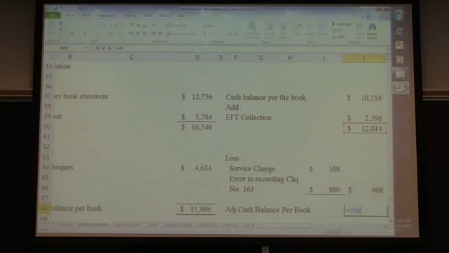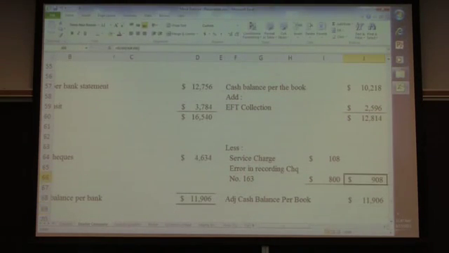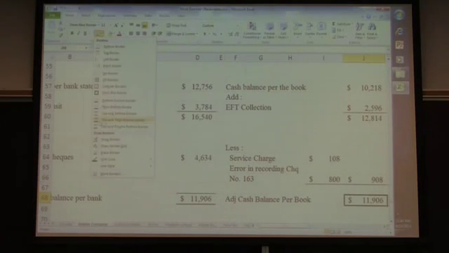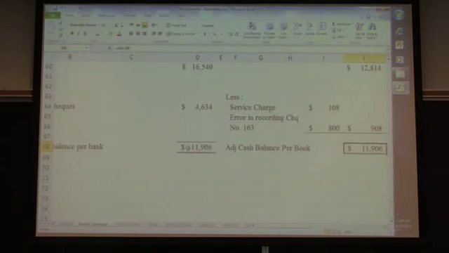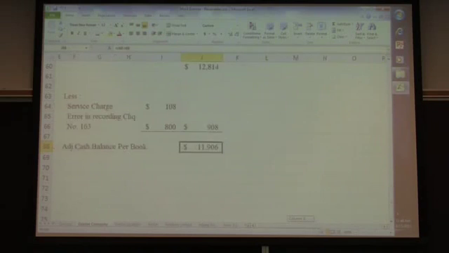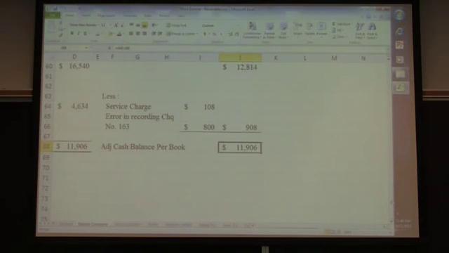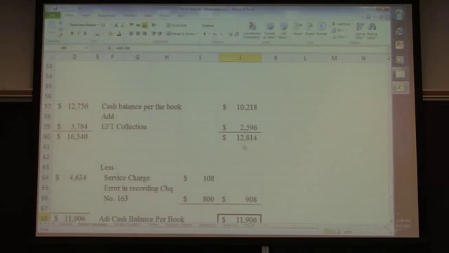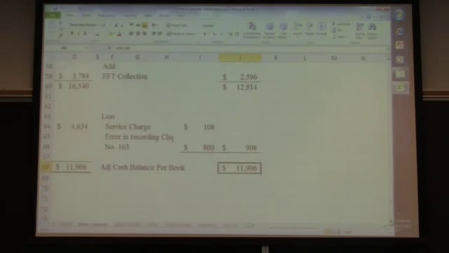So my final adjusted balance would be 12,814 minus the 908, so we would have 11,906. In this case, we have reconciled our bank record and also the book record. Now, normally speaking, for the adjustments that we have made in the book, we do have to make journal entries to correct them, so that we can make sure the record ties back.